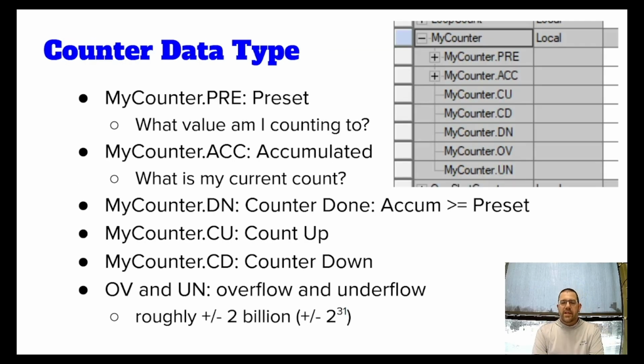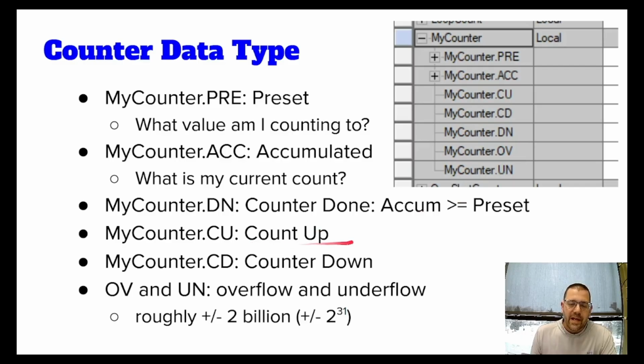So this is the counter data type. Sort of similar to a timer in that we've got a preset and an accumulated, and then we've got these other conditions. So a preset is the value that I'm trying to count to. Accumulated is what I currently have as a count. And like I said, the done condition is when accumulated is greater than or equal to the preset.